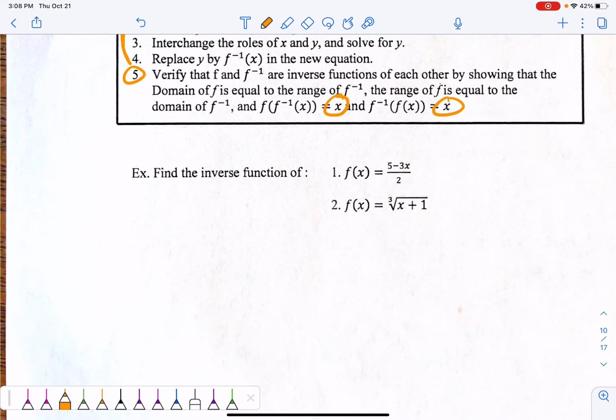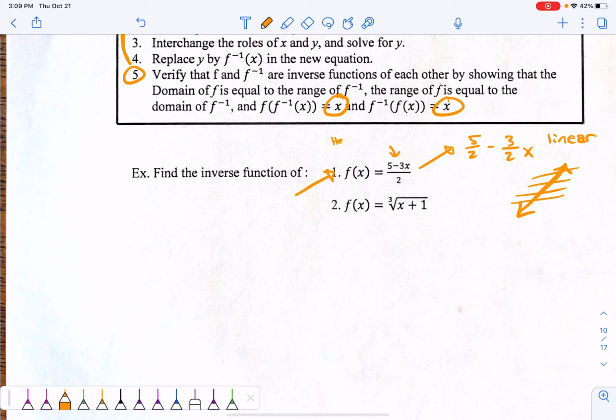Okay, so find the inverse of this function, 5 minus 3x over 2. Really, this can be rewritten as 5 over 2 minus 3 over 2 x, which is a linear function. If we think about a linear function, it is going to pass the horizontal line test, so its inverse will be a function. So it has an inverse function, and we're going to find that inverse function here.